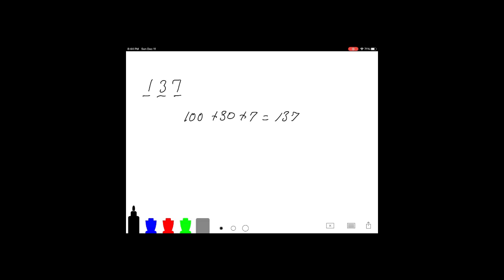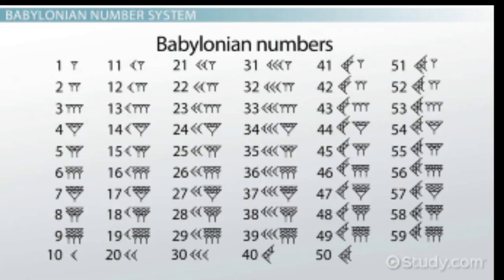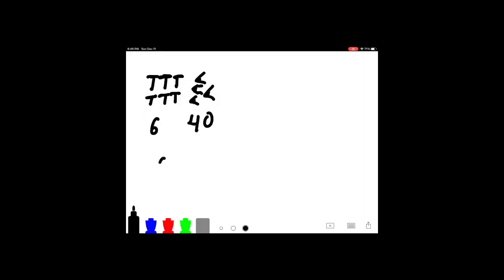The Sumerian system uses the same concept, but each place could be a value of up to 59. For example, this number, which I will put on the screen, is equivalent to the number 400 in the Sumerian system. That is basically 6 times 60 to the first plus 40 times 60 to the 0, which is equal to 400.